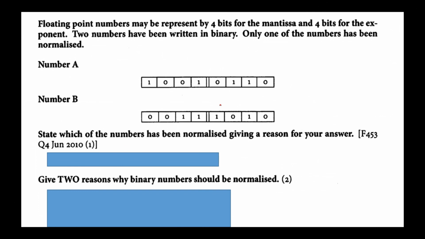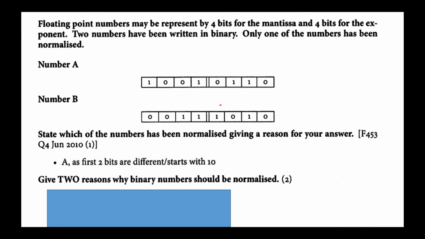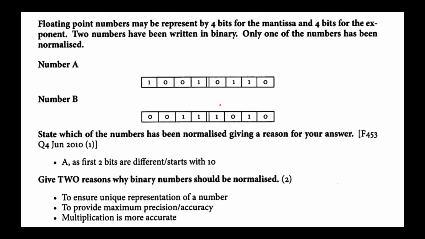The number that has been normalized is A, as the first 2 bits are different, since it starts with 1, 0. Now, 2 reasons why binary numbers should be normalized are to ensure unique representation of a number, to provide maximum precision or accuracy, and multiplication is more accurate.